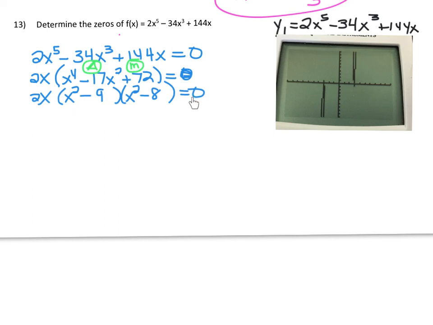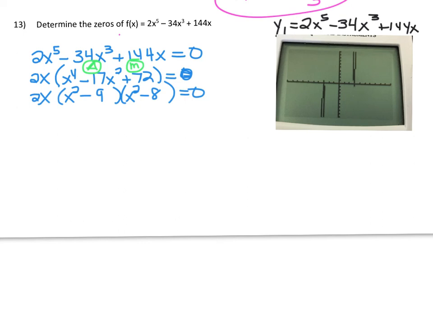Now, you could do one of 2 things. You could factor this further, right? You could factor x squared minus 9 into x plus 3 times x minus 3. Or if you don't want to, since you're solving an equation, you don't have to factor fully. You can just jump right into the t-chart. So that's your call. I'll do it both ways just so you could see.